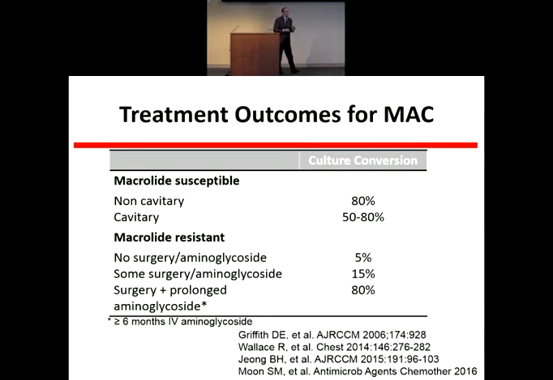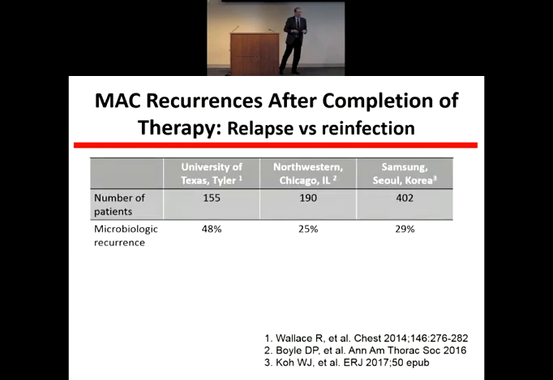Then, okay, now you think you've cured them. Now what happens? Well, they can recur. So 3 studies, one from Texas, one from the same one I mentioned before from Chicago, and one again that we did with colleagues in Samsung. Sizable studies for this field. Microbiologic recurrence, meaning they had converted and now they are positive again. 50% in Texas. Half of their cases they thought they had cured came back and had a positive culture, usually within the first year. At Northwestern, a quarter of theirs came back, and a similar number at Samsung.